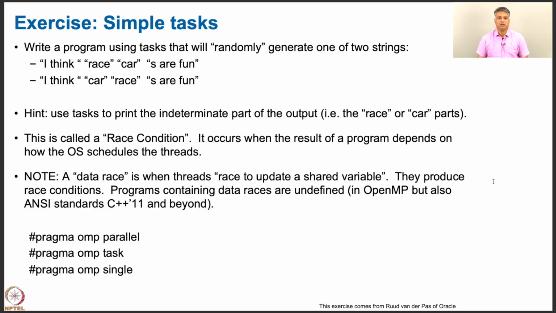Now, a data race is when threads race to update what is called a shared variable, and this produces race conditions. Ideally, in mathematical operations, you do not want a race condition, but this is one of the simple programs where we are trying to create a race condition. Usually programs which contain data races are undefined. Now, how do we go about creating this program using OMP parallel, OMP task and OMP single?